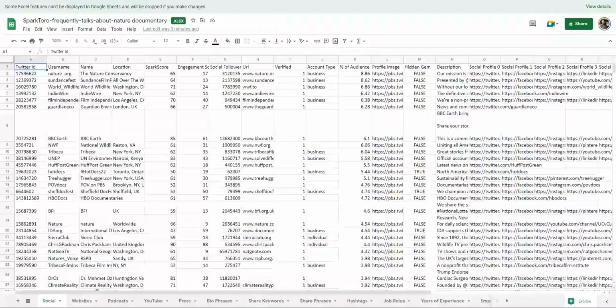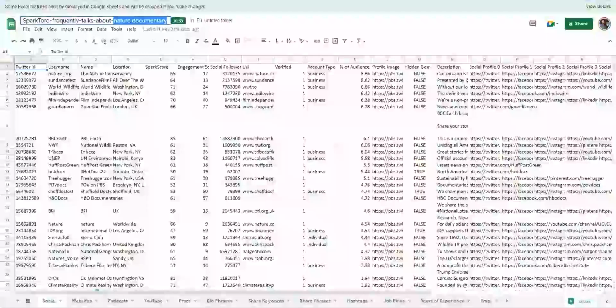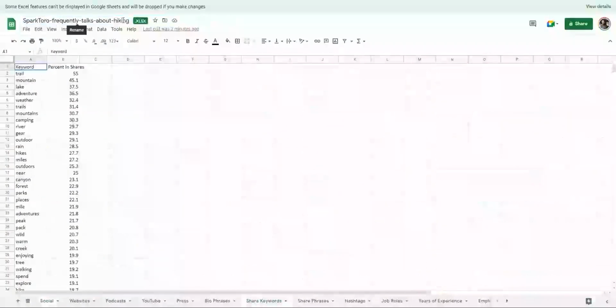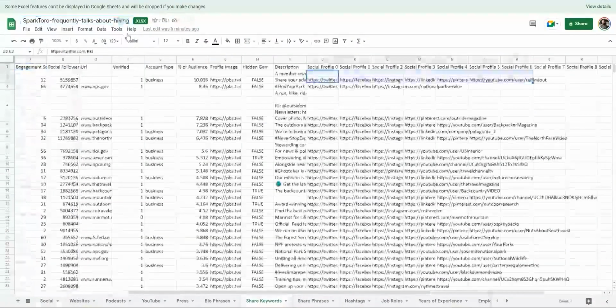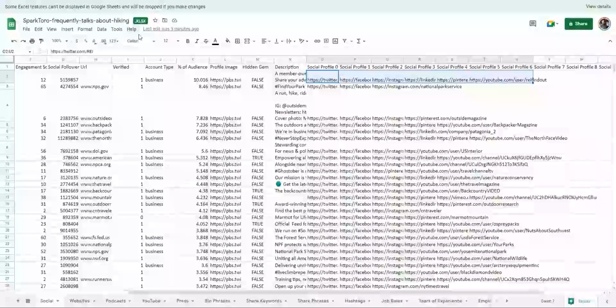Then what I've tried to do is combine the two information. So here we have people that talk about nature documentaries, and here we have people who talk about hiking. Now, I'm not gonna show you how I combine it because it's a very long process. I'm just gonna show you the result.